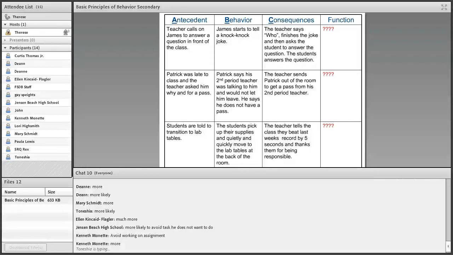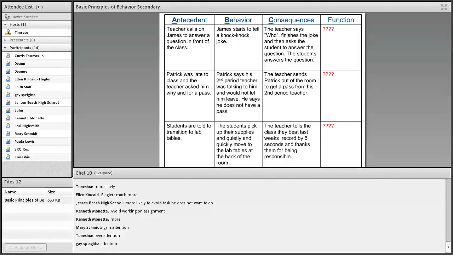So why do we think James starts to tell a knock-knock joke when the teacher asks him to answer a question? To gain attention. You guys got it. That's great. Excellent. To get attention. He gets attention from the teacher and from his peers. That's right. And then would he be more or less likely to tell a knock-knock joke again in the future? More, yeah, absolutely, because he's getting more attention. Absolutely, that could be it.